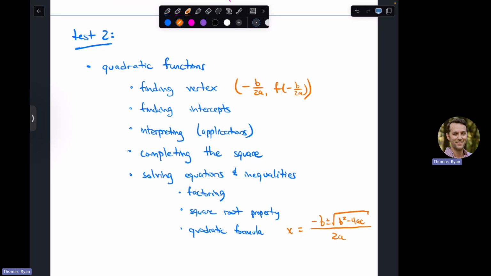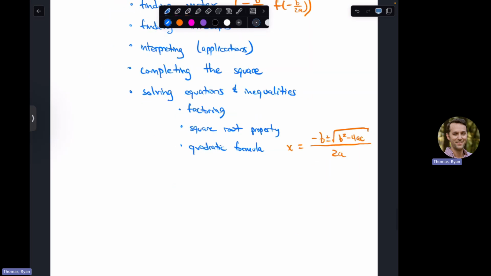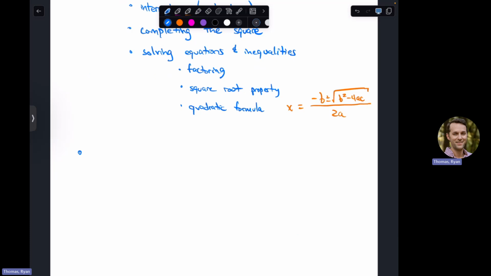Okay, that's quadratic stuff. Let me finish the list and then we'll come back to anything y'all want to talk about. That's been about half of our time since the last test. Polynomials. Graphing stuff. So I'm saying graphing. What I mean is all of the information that we can learn about the graph from looking at the function.